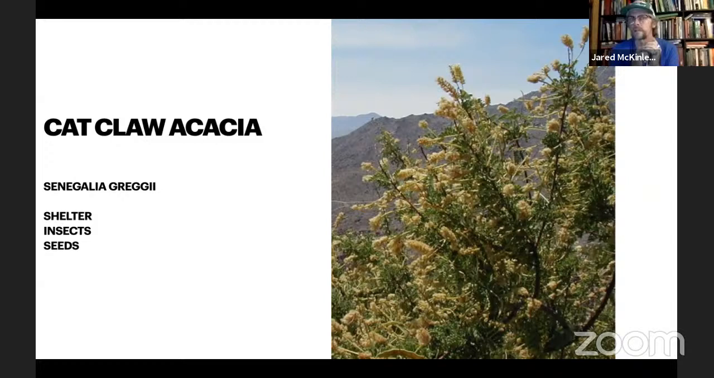So sweet acacia is Vachellia farnesiana, or it used to be Acacia farnesiana. It doesn't matter what you call it. But it's a more arborescent, meaning tree-like acacia. Our native acacias are shrubbier. So the white thorn acacia and the cat claw acacia. And there's others too. There's the Santa Rita acacia and all those. But we won't go down that deep hole.